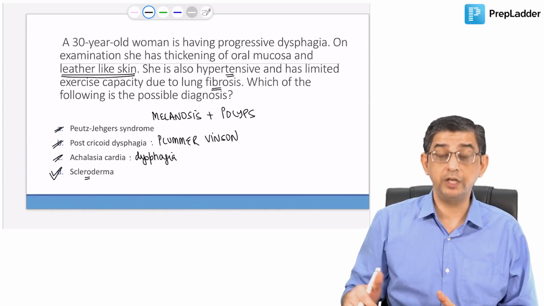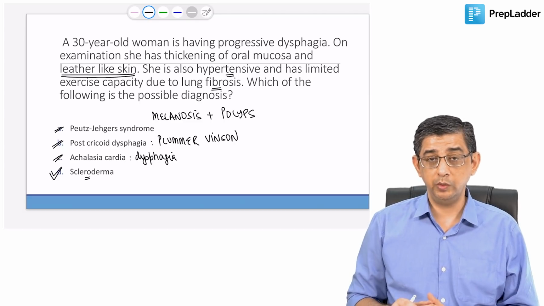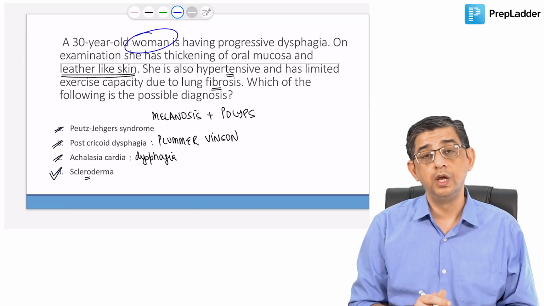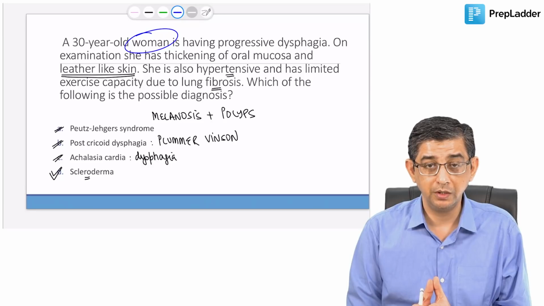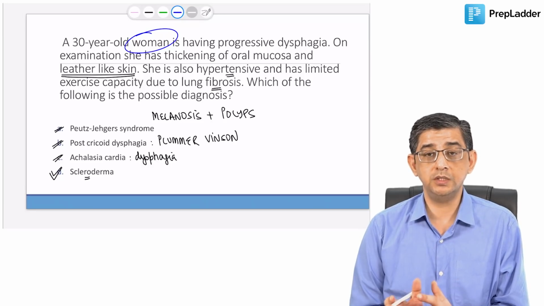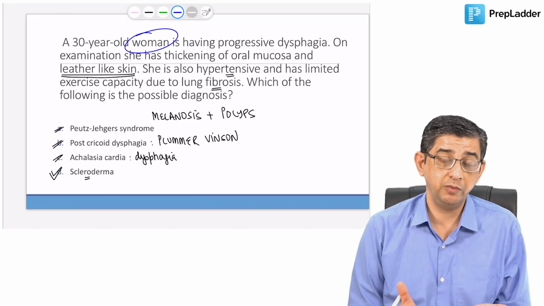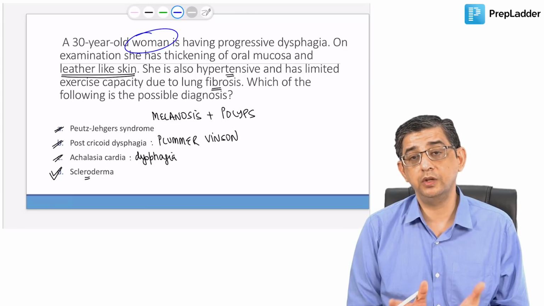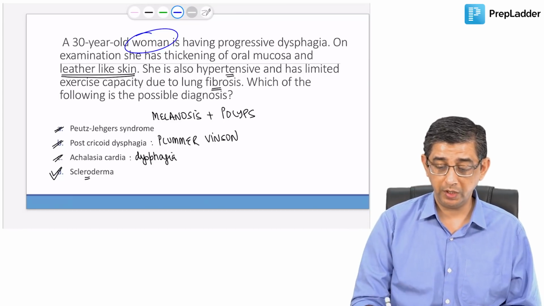I know this was relatively a long one, so people tended to waste about 3-4 minutes on this. But the bottom line was multi-system involvement. Whenever you read a question of a woman and it talks about multi-system involvement, it has to be a question from rheumatology. I repeat that again. Woman, multi-system involvement, you have to think in terms of rheumatological disorders because they are the ones which have a multi-system profile. One of the keywords was leather-like skin, thickening of the oral mucosa. That helps you facilitate your diagnosis as scleroderma per se.